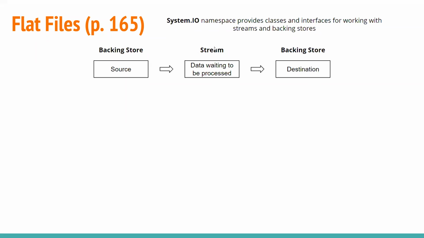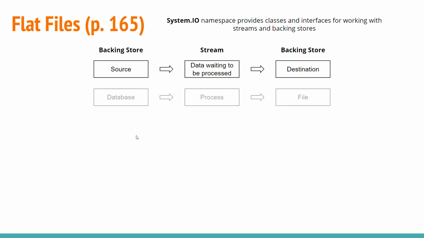You've also just seen XML Reader provides a stream for XML documents. But yes, System.IO is the main place we look for things to work with streams. There are two aspects of a stream. There's the stream itself, which is the data waiting to be processed in a forward-only manner. And then there are what we call backing stores, which are basically either the source or destination of the stream.